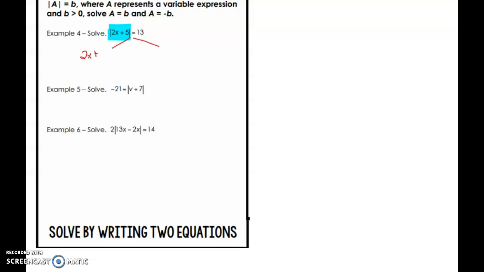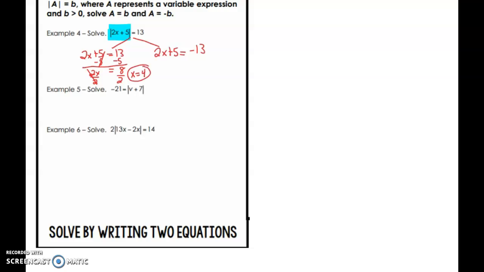So the first problem is 2x plus 5, those are all the things that were inside the absolute value, equals 13. The next problem is also 2x plus 5, but instead of equals 13, you have to do equals -13. So it's going to equal the positive and the negative. Now, once you get it divided into two problems, you just solve it like normal. So I'm going to subtract 5. So I'm going to have 2x equals 8. And I'll divide by 2. And I will get x equals 4. So that's one of my solutions.